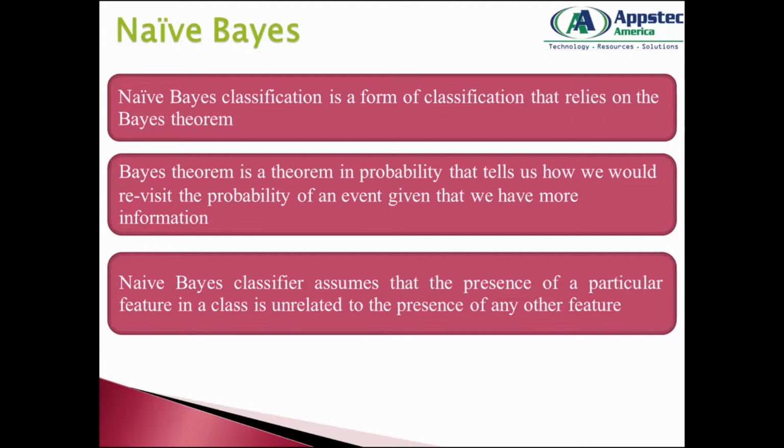So if I tell it in a very simple way, the Naive Bayes classifier assumes that the presence of a particular feature in a class is unrelated to the presence of any other feature. So let's say, because all these are supervised machine learning algorithms, I have my x's, along with that I have my specific y, which is supplied within the data, correct? Now, what we are trying to say is, in Naive Bayes we are trying to identify the presence of a particular feature in a class.